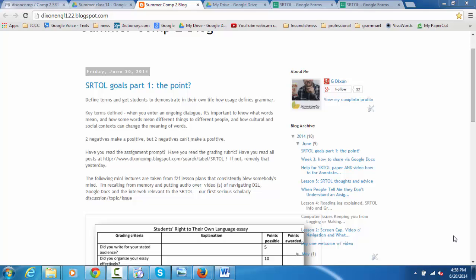The goal of this lesson today is to get you started defining these terms for yourself, and to get you to demonstrate how in your own life usage defines grammar. That's a big concept there, how usage defines grammar. We talk about grammar a lot, but I don't think we really agree on what it means, or we don't really think about what it means.